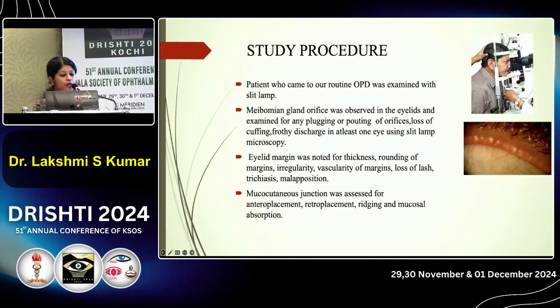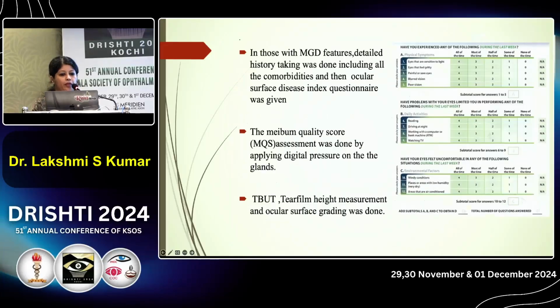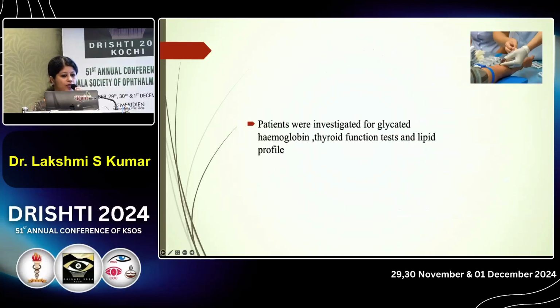Eyelid margin was noted for thickness, rounding of margins, irregularity, vascularity, loss of lash, trichiasis, and malapposition. Mucocutaneous junction was assessed for anteroplacement, retroplacement, ridging, and mucosal absorption. In those with MGD features, detailed history taking was done, including all the comorbidities, and then the ocular surface disease index questionnaire was given. The meibum quality score assessment was done by applying digital pressure on the glands. Tear film breakup time, tear film height measurement, and ocular surface grading were done. Patients were investigated for glycated hemoglobin, thyroid function test, and lipid profile.